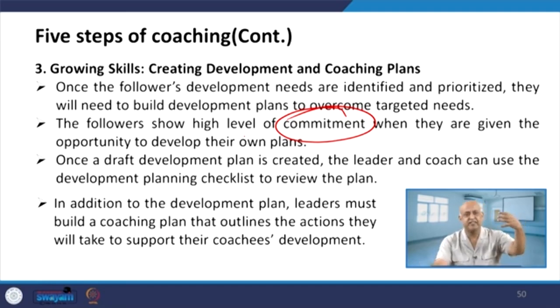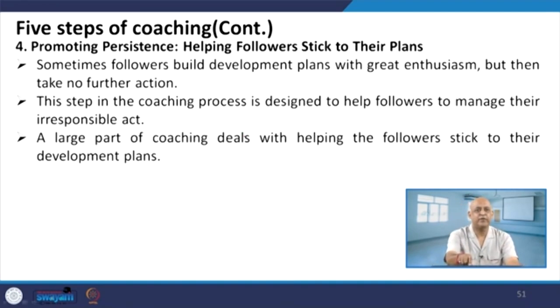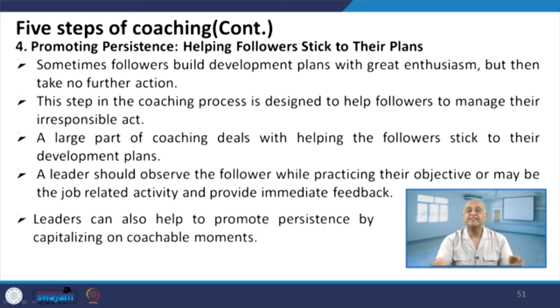Now you see, there is a direction. A very simple process: there is a direction and there are efforts. So the leaders must build a coaching plan and the follower follows that plan. Then definitely nobody can stop them from achieving success. These are promoting persistence, helping followers stick to their plans, right? And therefore the support given is designed to help followers manage their irresponsible acts. A larger part of coaching deals with helping the followers stick to their development plans. And that's why it is called continuity and consistency.